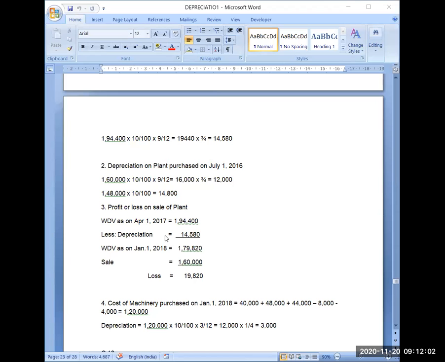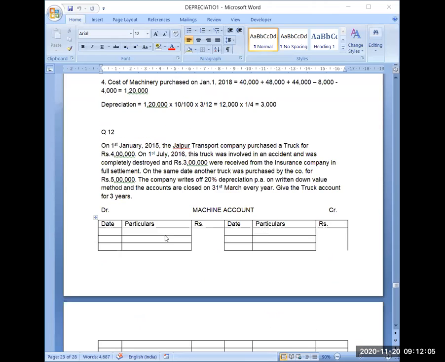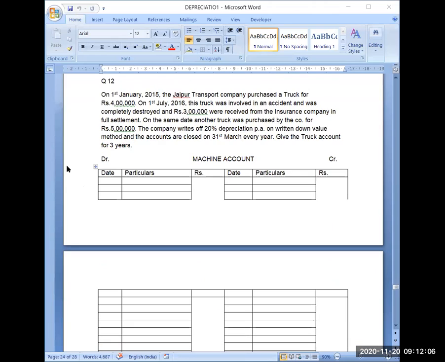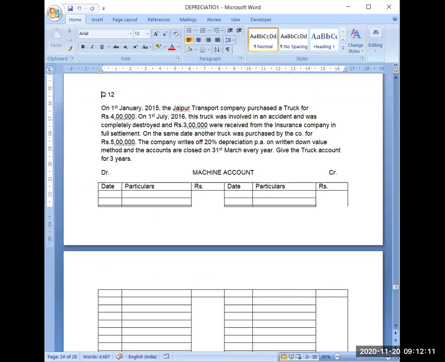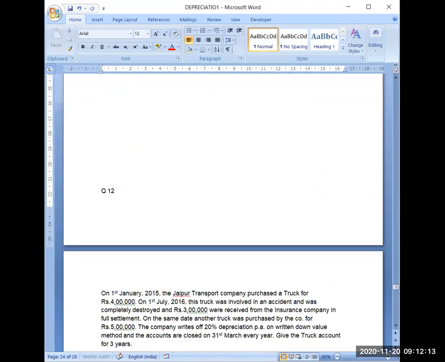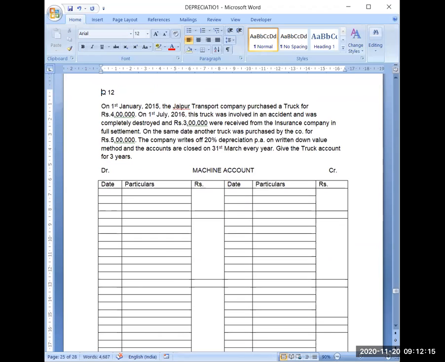So we were doing depreciation, and now see this question. On 1st January 2015, the Jaipur Transport Company purchased a truck for rupees 4 lakh.